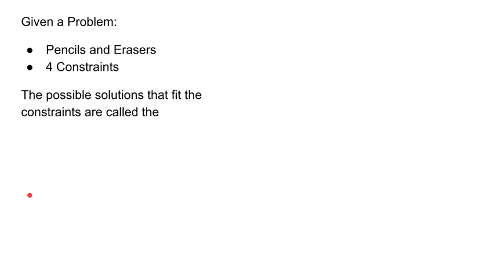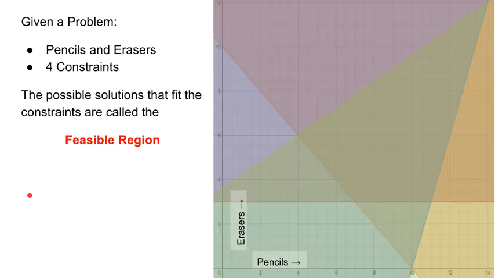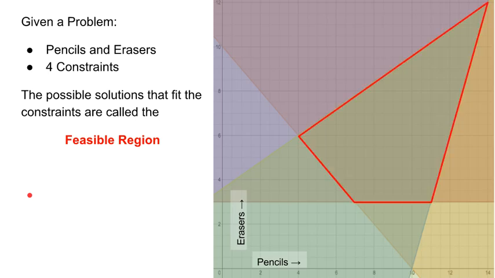Well, we need to find all the possible solutions that fit the constraints, and that set of solutions is called the feasible region. So we can see what that looks like here. It's a little bit hard to tell, but there is an area here that's actually shaded by all of the colors. In other words, the solutions that fit all of the constraints, and that area is right there. So this is called our feasible region. Everything inside that red border works. All the solutions there work for all of our constraints. So whatever we're looking for has to be somewhere in there.